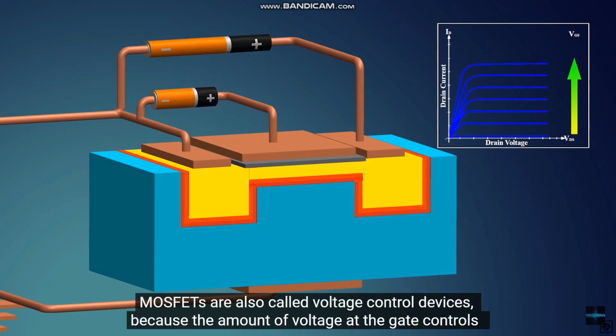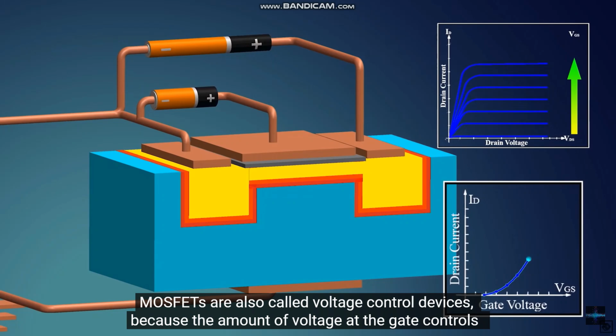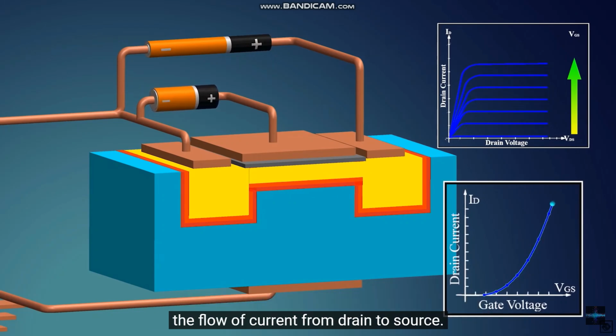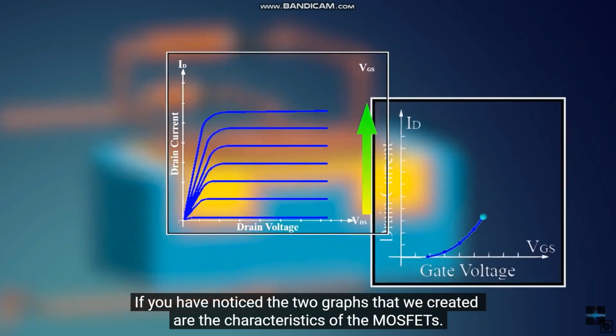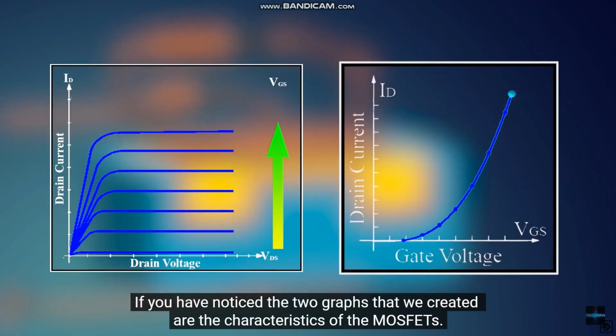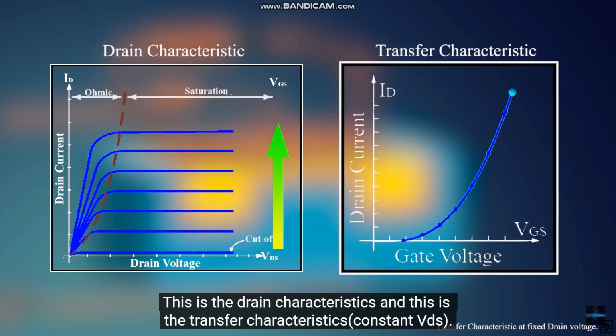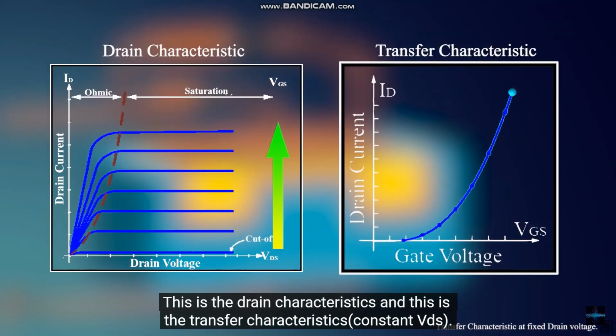MOSFETs are also called voltage-controlled devices, because the amount of voltage at the gate controls the flow of current from drain to source. Also, there is no current flow from the gate. If you have noticed, the two graphs that we created are the characteristics of the MOSFET. This is the drain characteristics and this is the transfer characteristics.